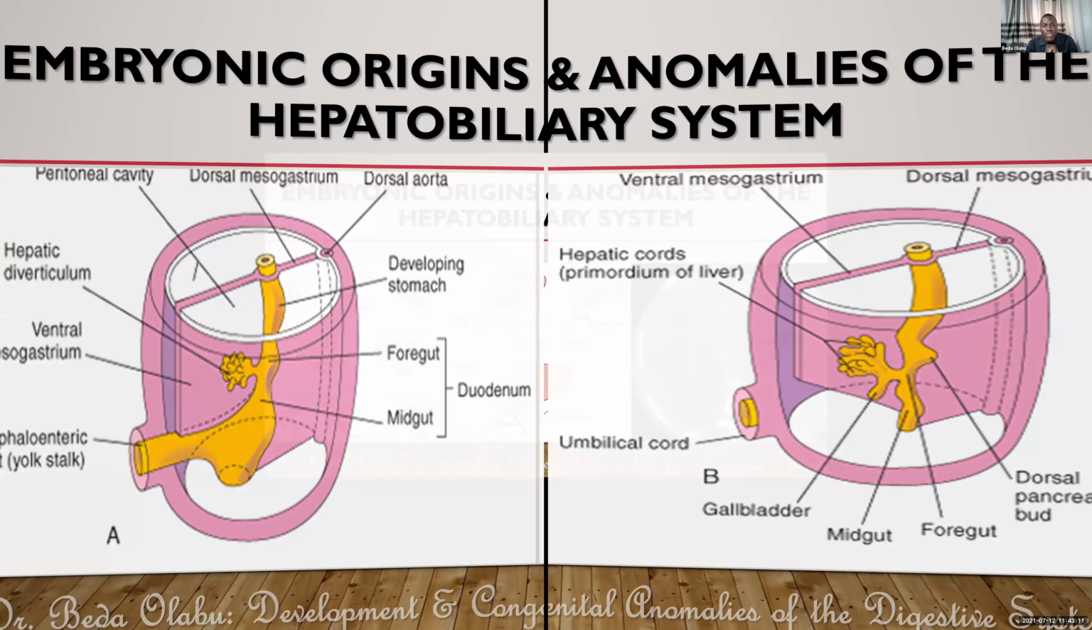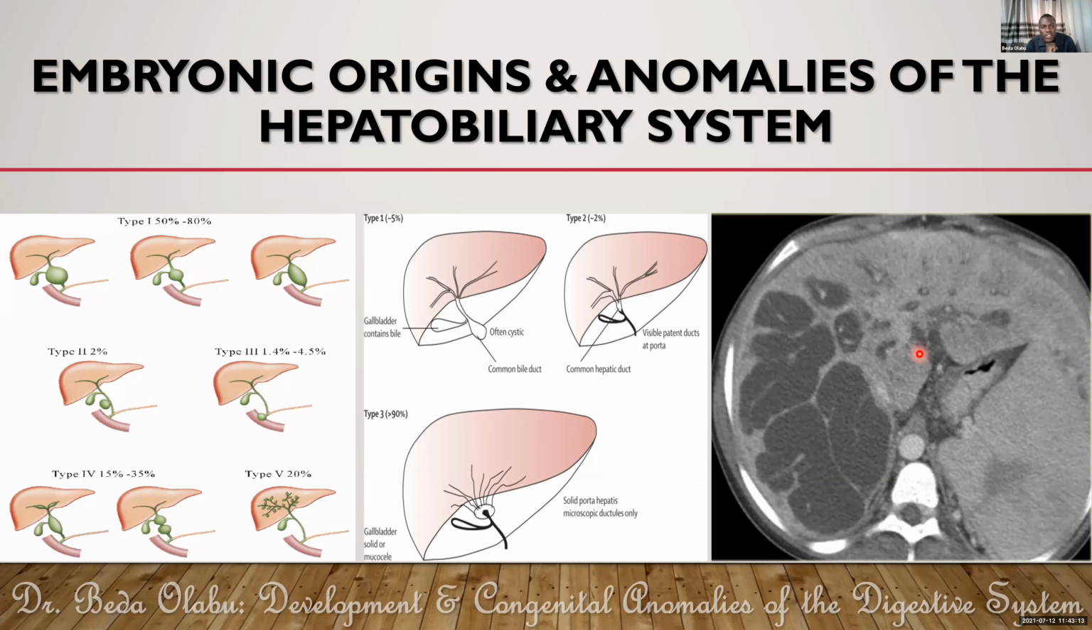Now we can talk about the anomalies of the hepatobiliary system. The commonest anomalies that I want to highlight to you, the one you're seeing on your left, the first one, where we have some cysts along the biliary tree, we call them choledochal cysts. These are the commonest malformations of the biliary system, choledochal cysts. They're just cystic dilatations of the biliary tree, extrahepatic biliary tree for that matter.